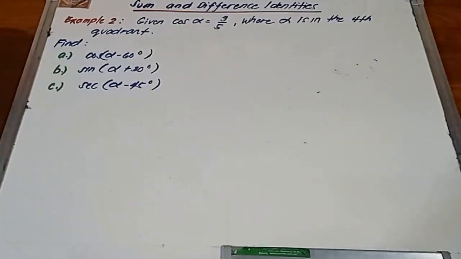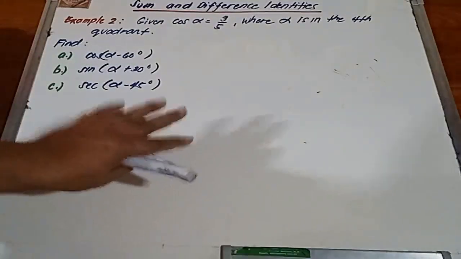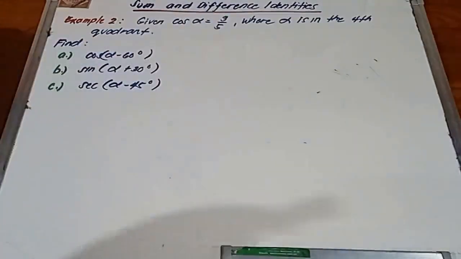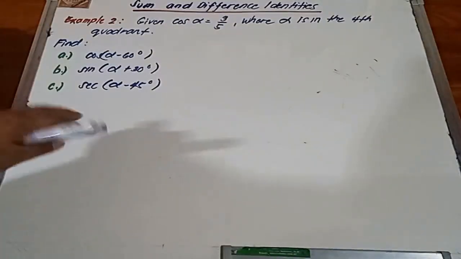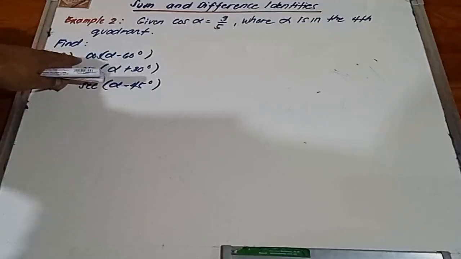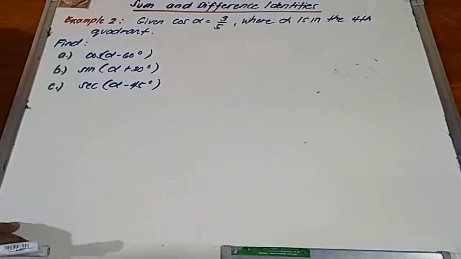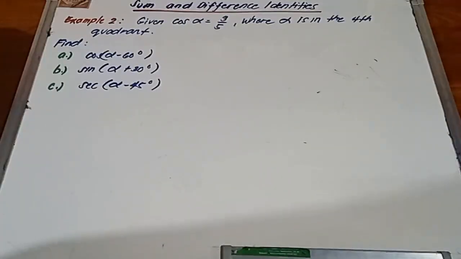So, yung alpha natin ay nasa fourth quadrant. So, tama, positive si cosine alpha, kasi sa fourth quadrant, ang positive lang ay secant and cosine of that angle. Okay? Kailangan makuha muna natin si sine kasi yung cosine and sine of the sum and difference identities ay involved ng cosine and sine functions.